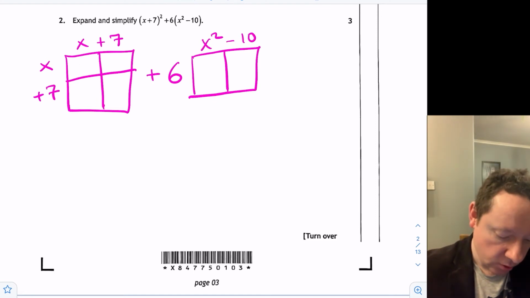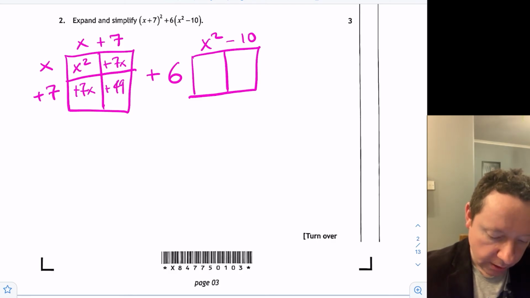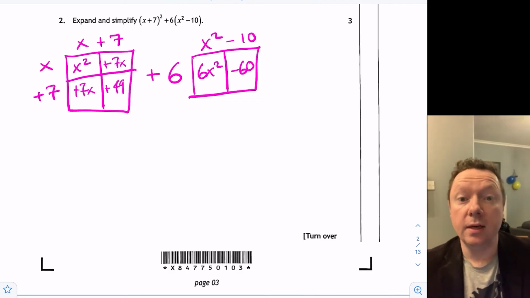x times x is x², plus 7x. 7 times x is plus 7x. 7 7s is 49. Plus 6 times x² is 6x². 6 10s is 60, taken away. So now I can just put everything in the boxes together.